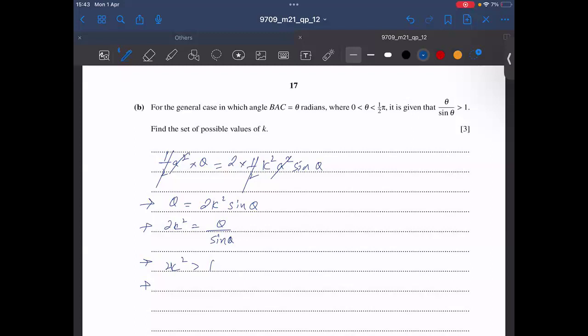Is it clear or not, Mr. Imad Ahmed? Sir, what have you done here? 2k² is greater than 1, how did that happen, for some theta? We have this has been told over here. Theta over sine theta is greater than 1. So I have replaced theta over sine theta with greater than 1.